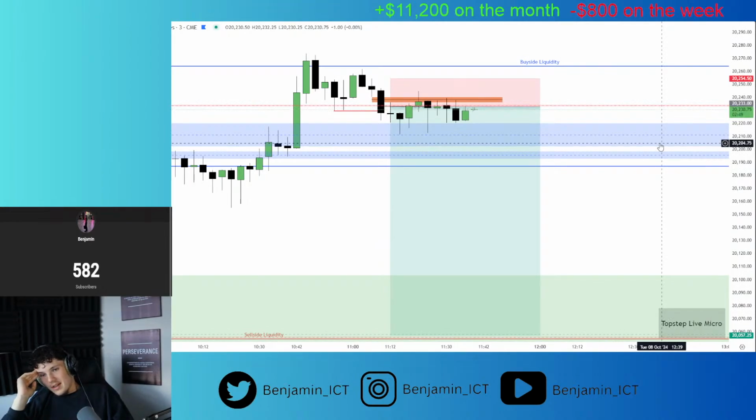Do I backtest a lot? No. I forward test a lot though. Backtesting is for finding a model and refining your model. I already have my model, so I don't really backtest.